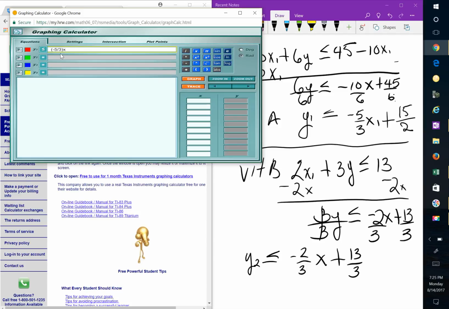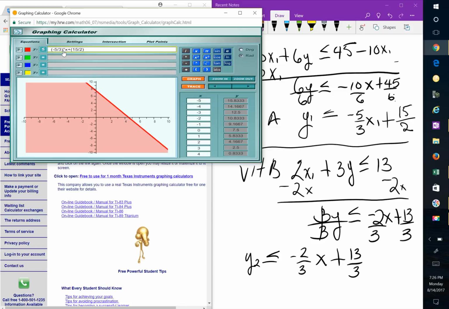And then plus parentheses 15 over 2. Alright, and then this should graph. Let's see if it actually likes this format. No. See, the reason it's doing that is because I did not put the times here. So you have to be careful and see how different that looks.